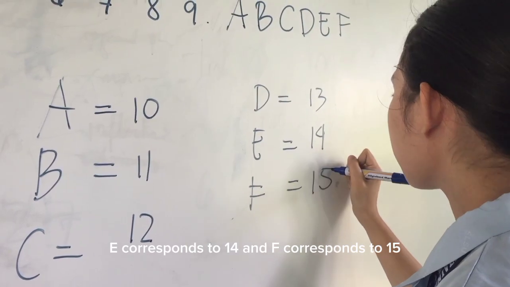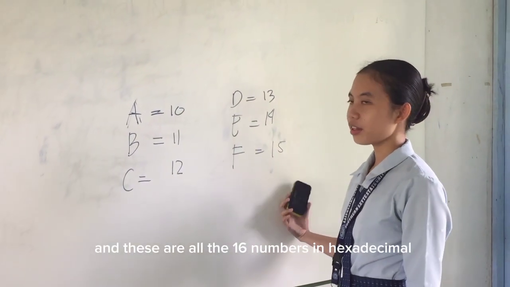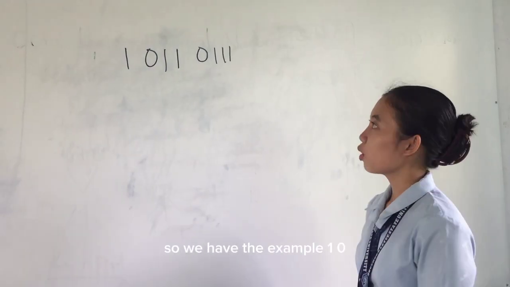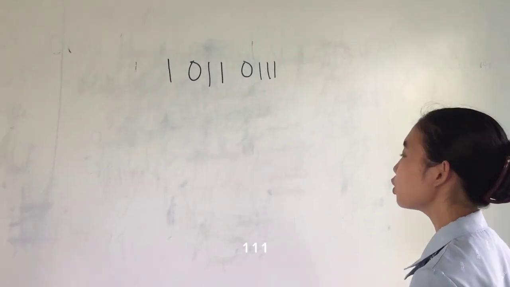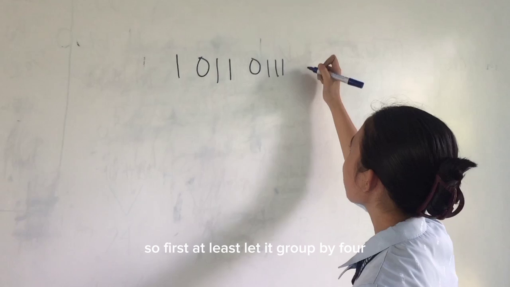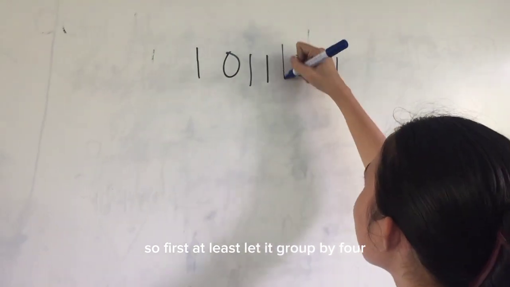corresponds to 15. And these are all the 16 numbers in hexadecimal. So we have the example 101101111. So first, we are going to group it by 4.